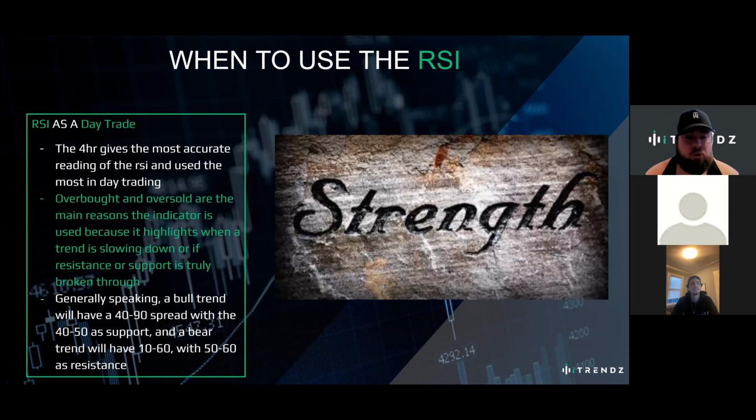Generally speaking, a bull trend will have a 40 to 90 spread, with the 40 to 50 being your support line, and a bear trend will have the 10 to 60 with that 50 to 60 being your resistance point. So you know that if a stock's sitting on that 50 line, it needs momentum in either direction. It hasn't confirmed whether it's up or down. So that gives you a key maybe to hold off on that trade and wait for confirmation till it gets towards that 60 point where it's going to go more bullish or higher.